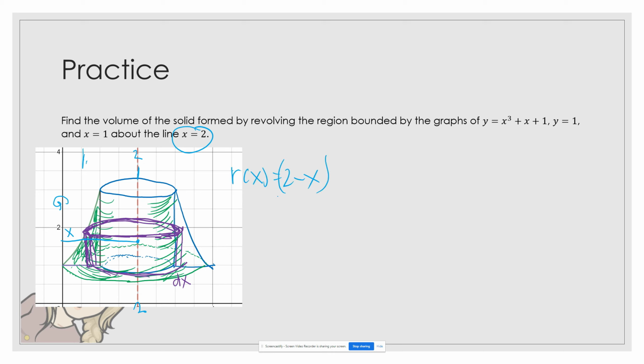If you need to take a moment and pause the video so you can soak in where that just came from, go ahead. But what we did was we took our axis of rotation and we subtracted x from it to get to that point on our line.